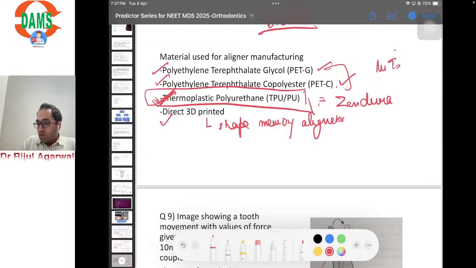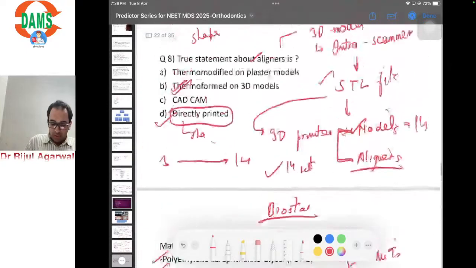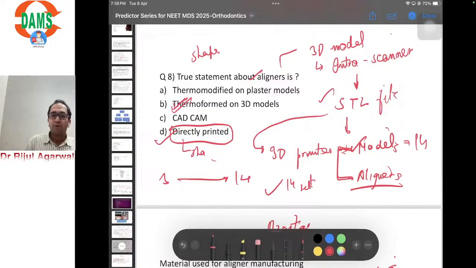Coming back to the question, which malocclusion correction is possible with aligners? Nowadays they are claiming any kind of malocclusion can be corrected with aligners, not skeletal ones, just dental malocclusions. You just have to select your case properly and plan it properly. I hope I'm clear. These are all the points I wanted to convey to you, because aligners are very popular right now, so there are high chances a question can be asked.